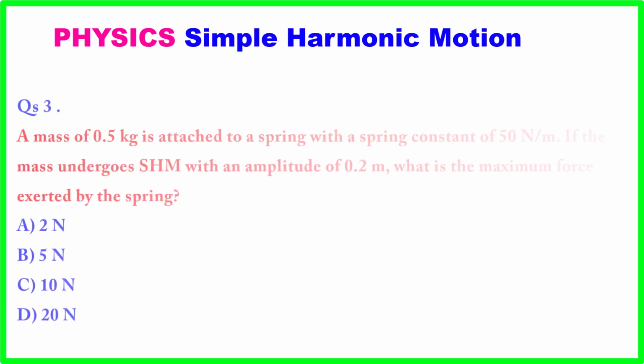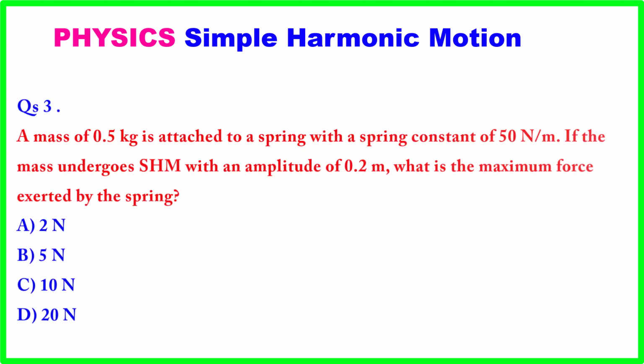A mass of 0.5 kg is attached to a spring with a spring constant of 50 Newton per meter. If the mass undergoes SHM with an amplitude of 0.2 meter, what is the maximum force exerted by the spring? 10 Newton.